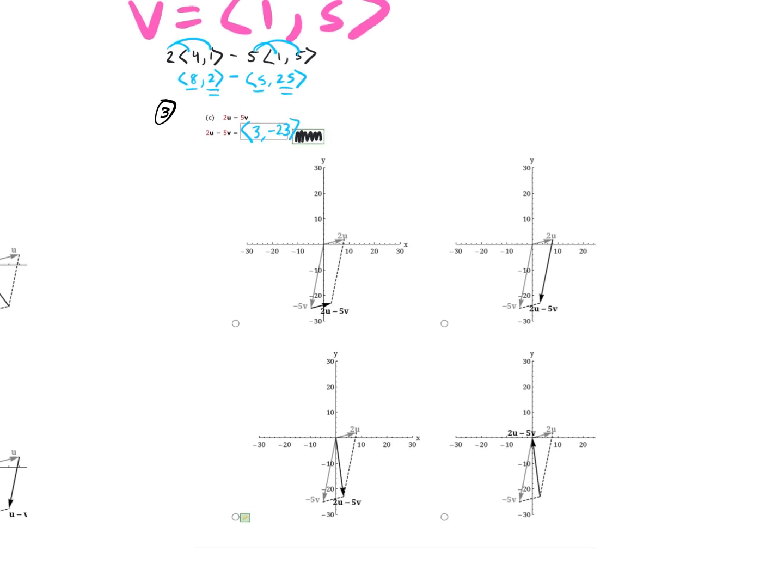Which picture do you think our vector would be? Which graph? It'd be the bottom left, because if we start at 0, then our terminal point's going to be at 3, negative 23. So our vector would look like this.